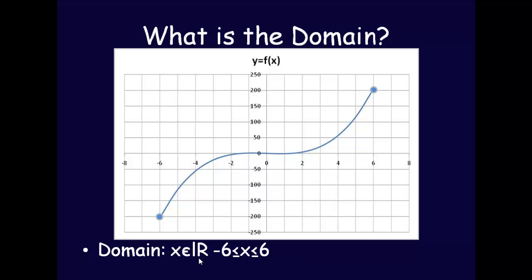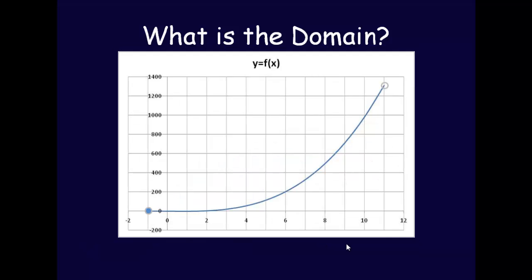Okay, so remember it's equal to -6 and equal to 6, as well as being in between -6 and 6 because of the filled in points, the closed points as we call them. What about this one? Okay, and that's what you should have got.